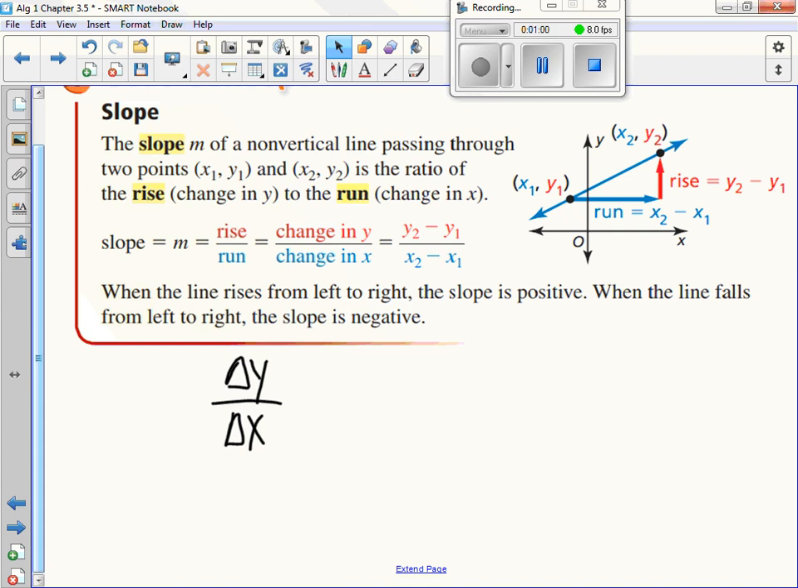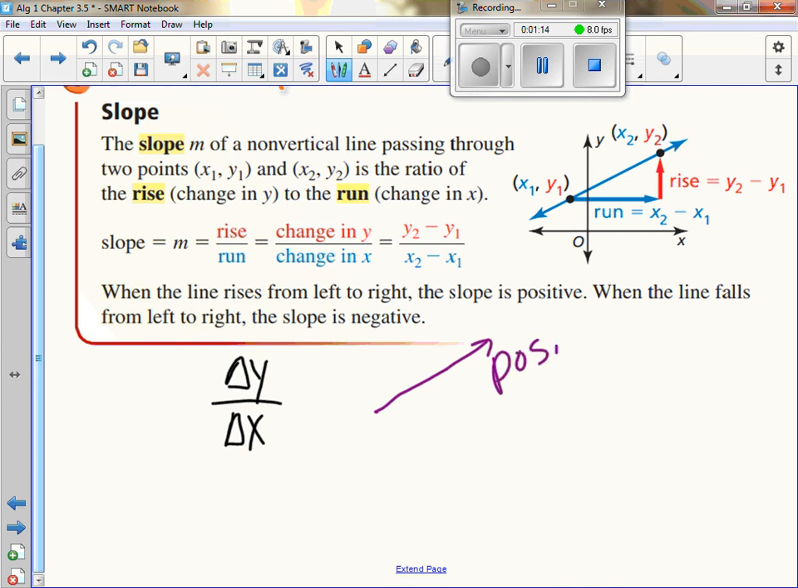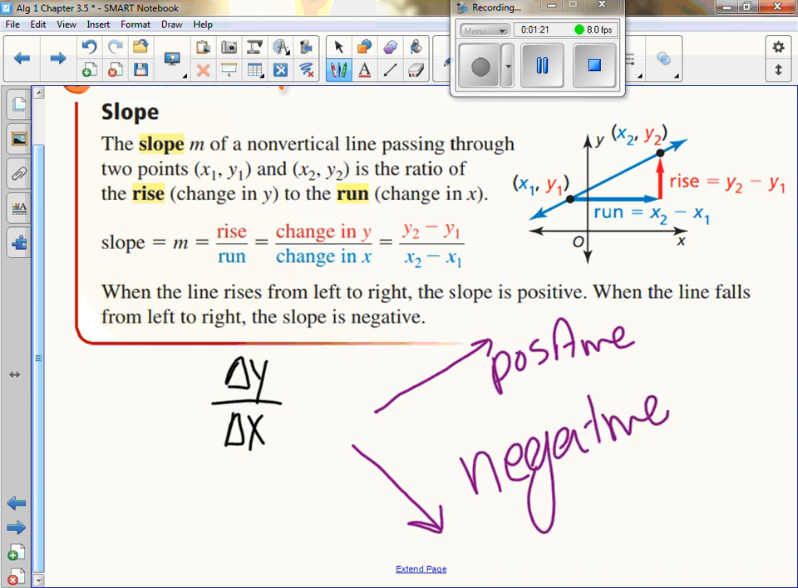Now, if the line rises from right to left, it's going up as we go from right to left, it's considered to have a positive slope. And going from left to right, if it's going down, it's considered negative. So if it's going this direction, it is positive. And if they're coming down this way, it's going to be negative. And we always read these charts from left to right. So if going left to right it's going up, it's positive. And going from the left to the right, if it's going down, it would be negative.